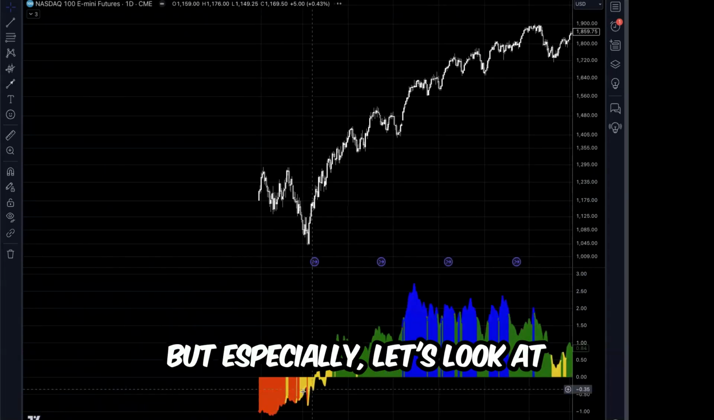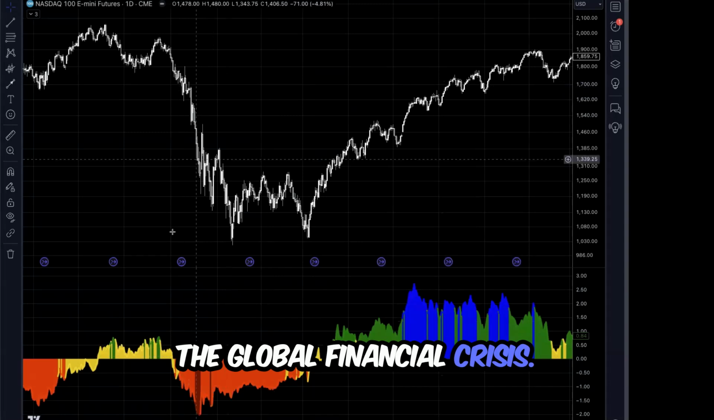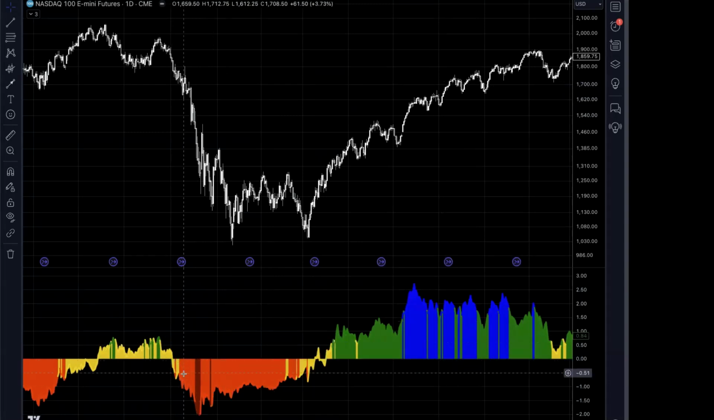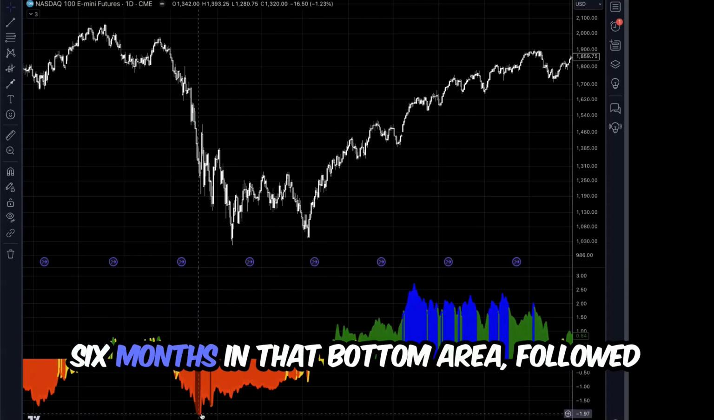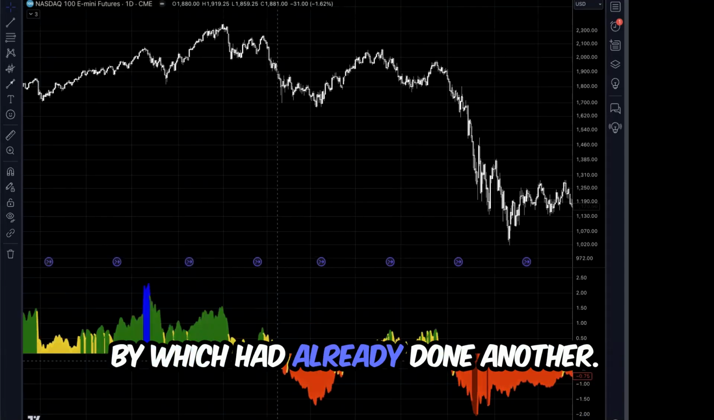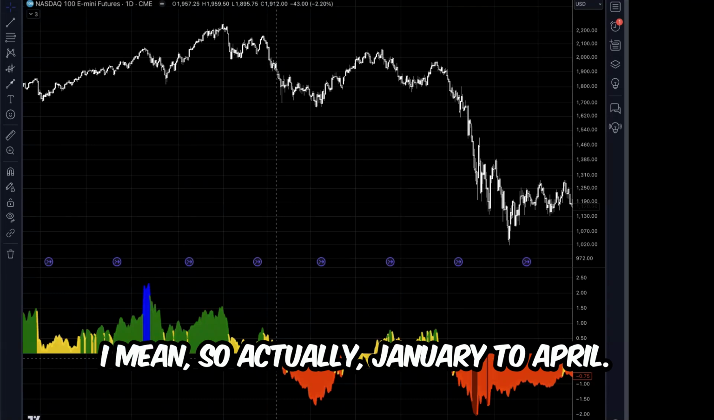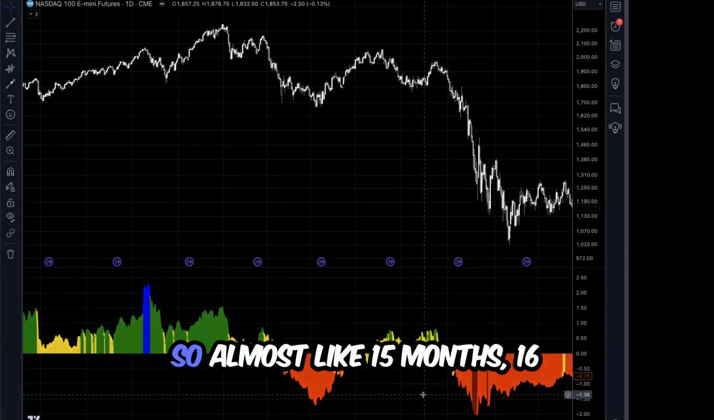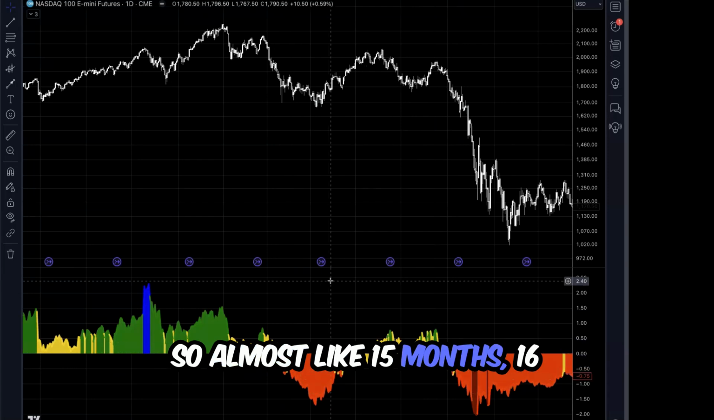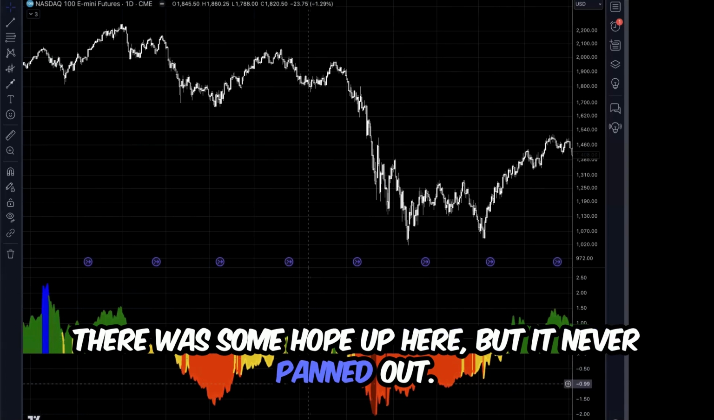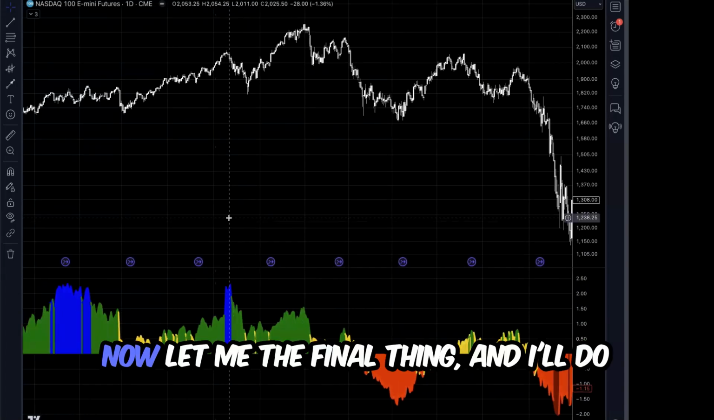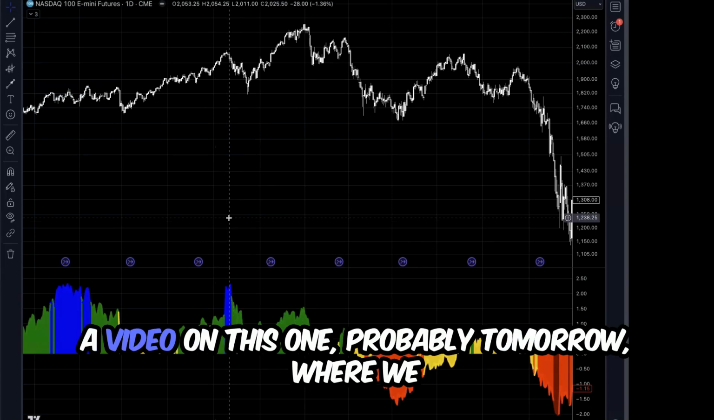But especially let's look at the global financial crisis here. It was September 2008 till April 2009, so 6 months in that bottom area, followed by which it had already done another. So actually January to April, so almost like 15 or 16 months of being in that area. There was some hope up here, but it never panned out. There was our peak.